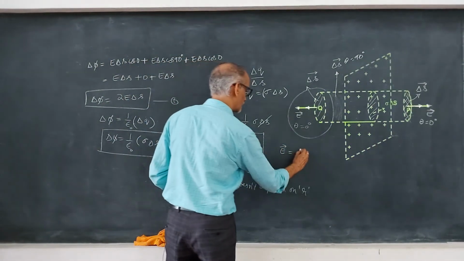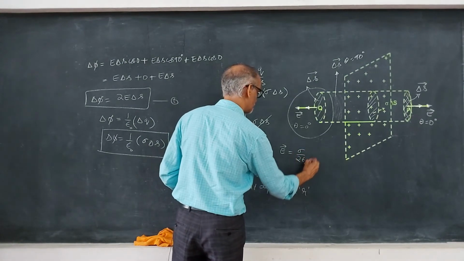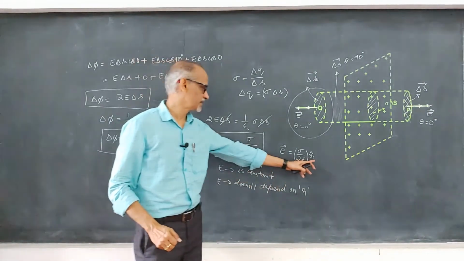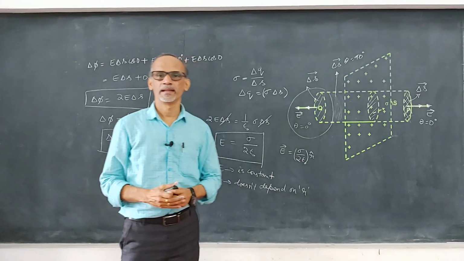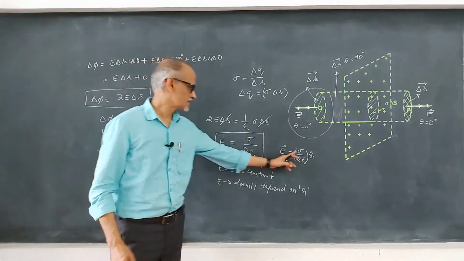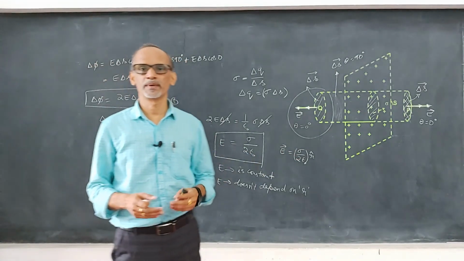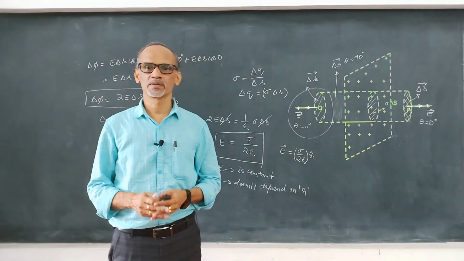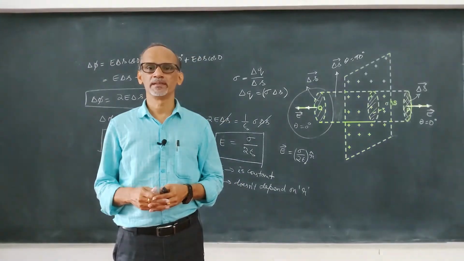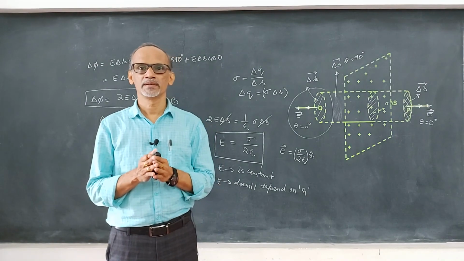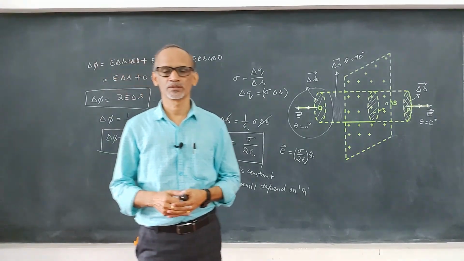The same expression you can even write in vector form. Vector E is equal to sigma by 2 epsilon naught, and you can introduce a unit vector whose direction is the same as that of the electric field, and since sigma is a constant, the electric field is also constant. So, this is one of the methods by which one can produce a uniform electric field by using a uniformly charged infinitely long thin sheet of charge.